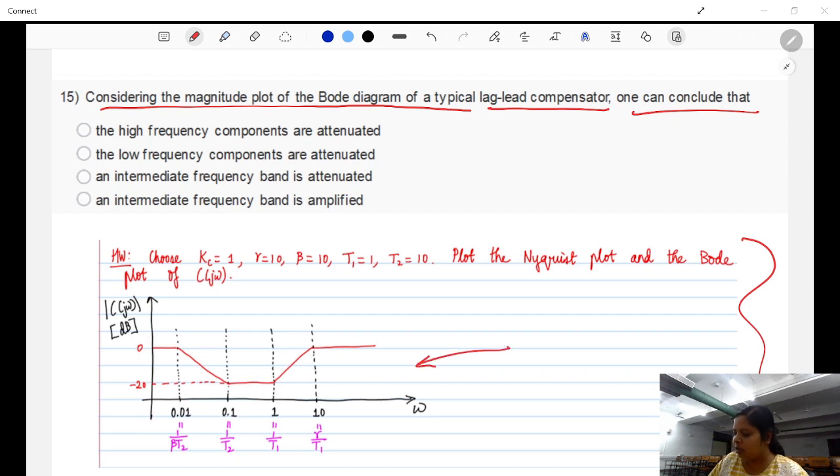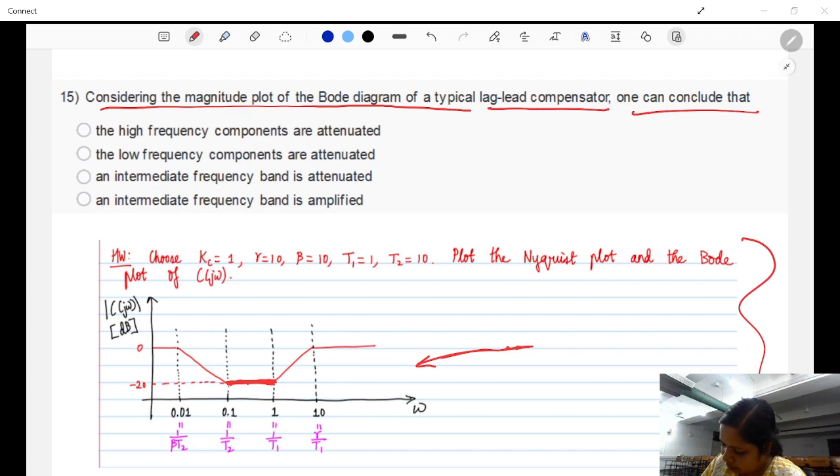So this has the merit of both the compensators, and you can really see that there is something in this zone, some mid frequency zone, where the signals are being attenuated. The components corresponding to this frequency are being attenuated, and what is this?